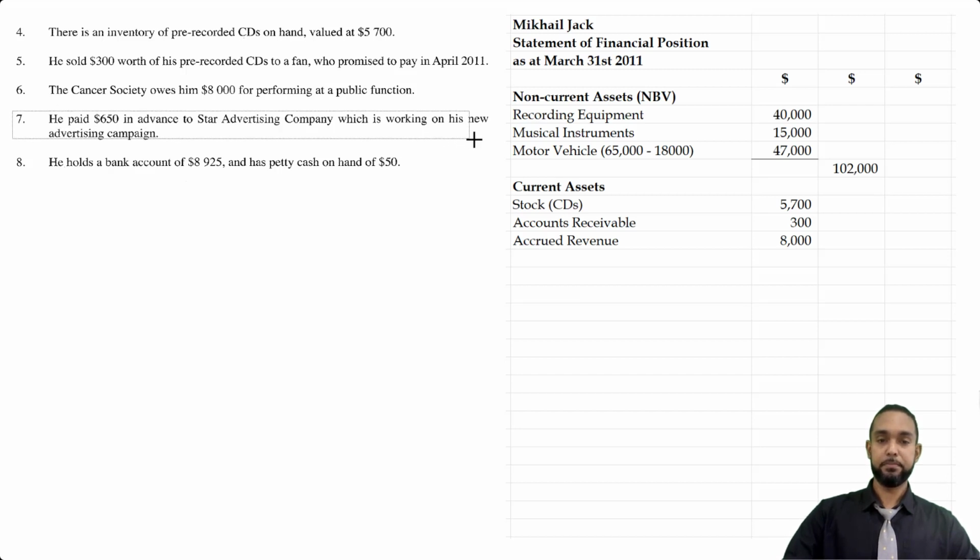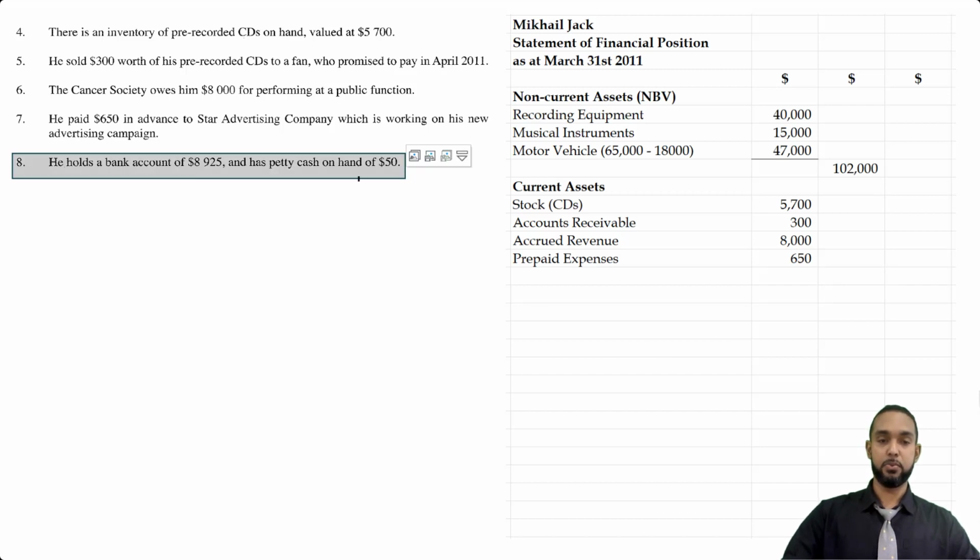Next, item 7. It says he paid $650 in advance to Star Advertising Company, which is working on his new advertising campaign. So that's a prepaid expense. It's an expense paid in advance, which of course, as you should know, is a current asset. Next item, item 8, gives us 2 items in one. He holds a bank account of $8,925 and has petty cash on hand of $50. So we're just going to plug those two things in as they are.